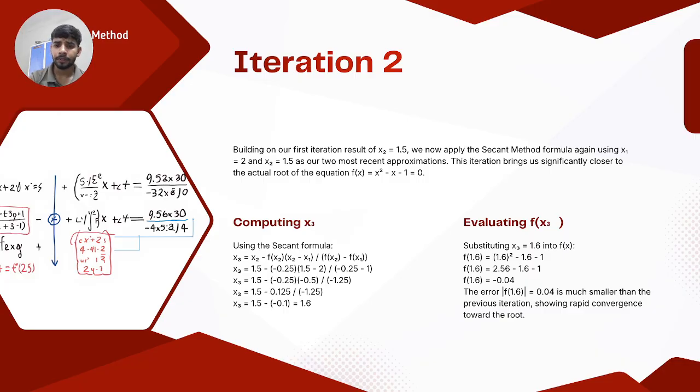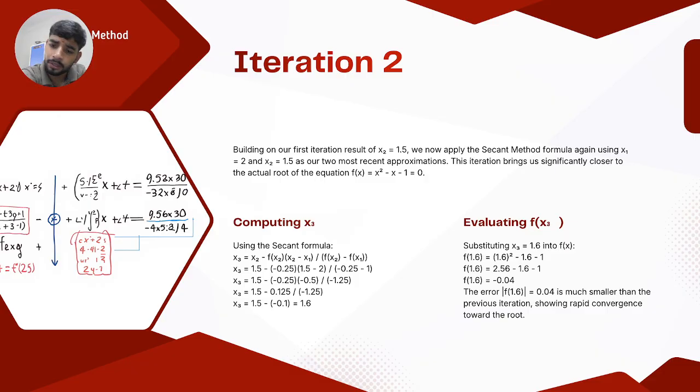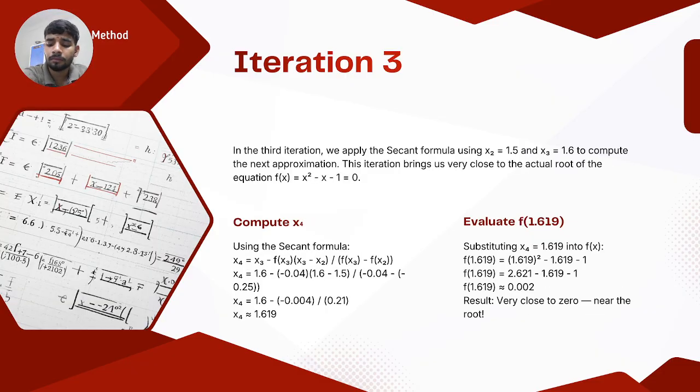Building on our first iteration, the result x2 = 1.5, we now apply the secant method formula using x1 and x2 as the two most recent approximations. This iteration brings us significantly closer to the actual root of the equation. Using the secant formula, we again calculate x3, and after calculating x3, we do the same process, calculate f(x3), and perform iteration 3 using x2 and x3.